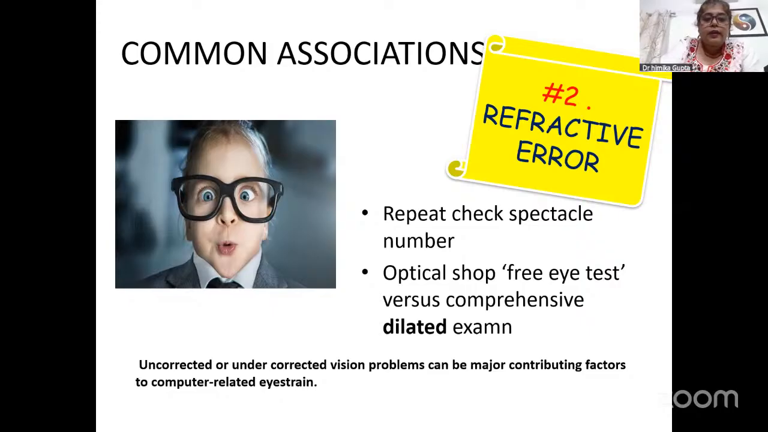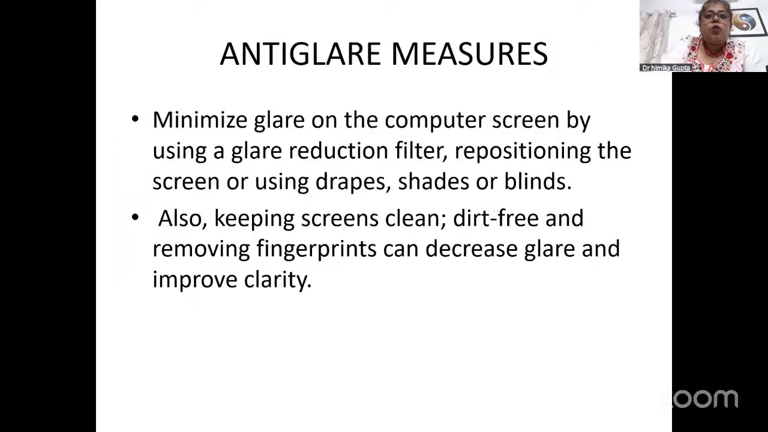Undercorrected or uncorrected vision problems can be major contributing factors for digital eye strain. Now, the second step, which happens when we know that the child, or even you as adults or as parents, have specs. The second question that comes to our mind is what kind of specs?